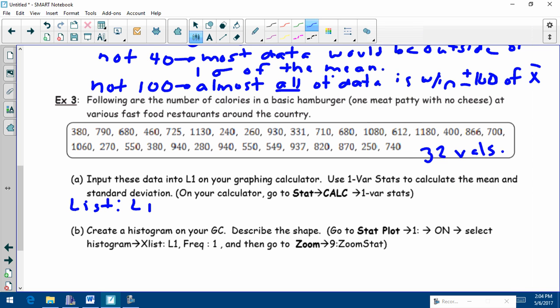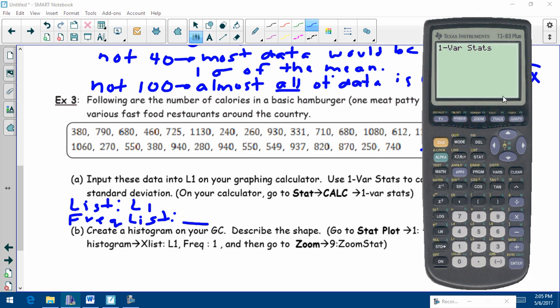And the other thing is you want to make sure that freq list is empty. So if you've got a new calculator, you'll see freq list. You just want to make sure you leave that blank. Don't put anything in there. There is no frequency list right now. And then you can just go down and hit calculate. For those of you with old calculators like this one, it should say one variable stats. You can just hit enter.